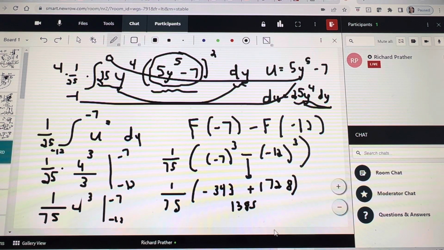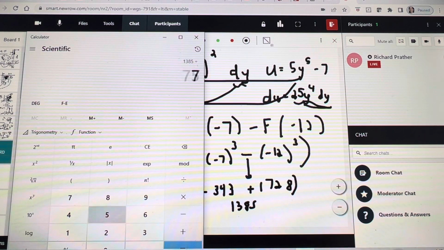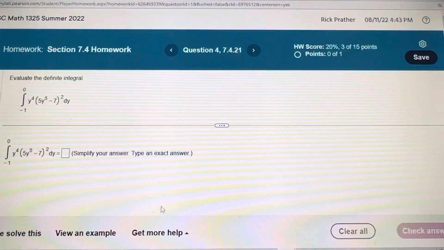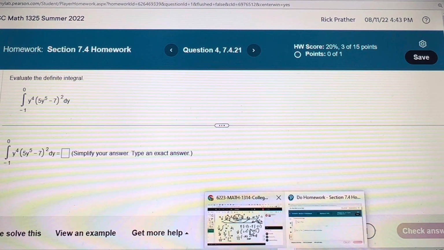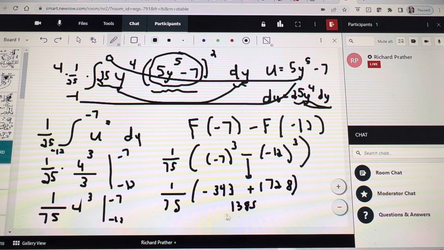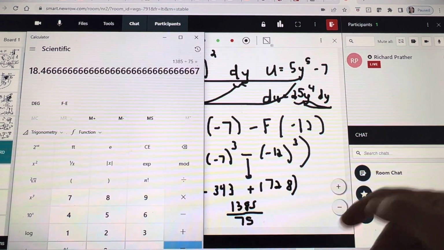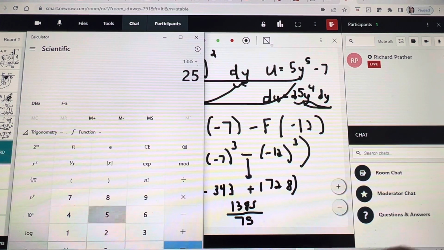Times 1/75th, or just divided by 75. Does it come out evenly? No. So what do they say for the answer? They want an exact answer. So then that means 1385 over 75, and then you got to reduce it. Both of those divide definitely by 5, maybe even by 25. 75 divides by 25. Does 1385 divide by 25? No, it does not. So 1385 definitely divides by 5, though.